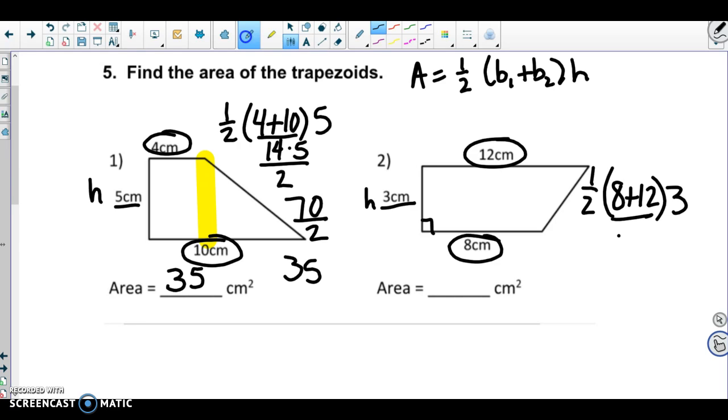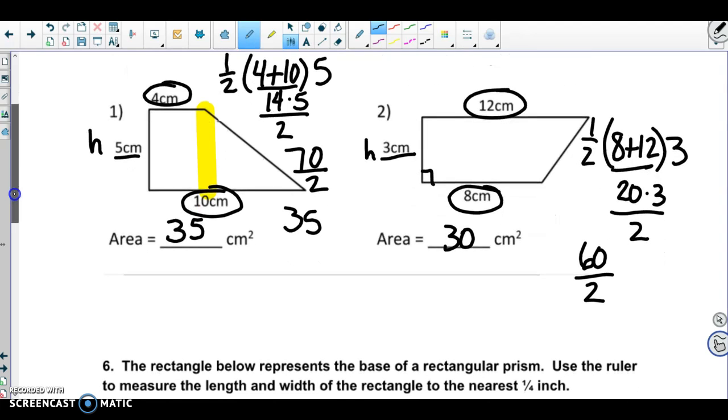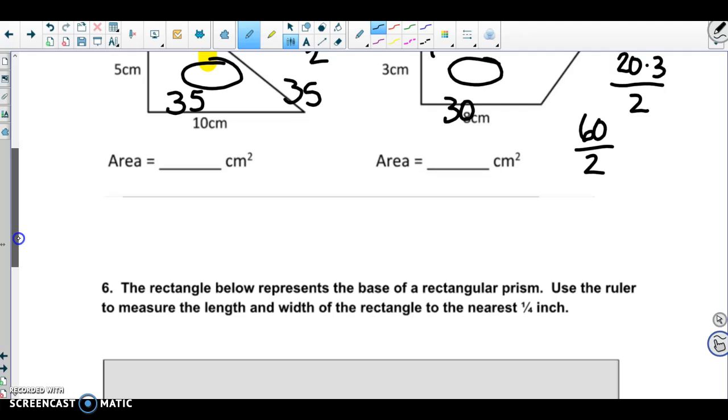Well, 8 plus 12 is 20, times the 3, and divide by 2 for the 1/2. Well, 20 times 3 is 60. 60 divided by 2 is going to give me 30 centimeters squared. Okay? Again, if you're not understanding, come in and ask those questions.